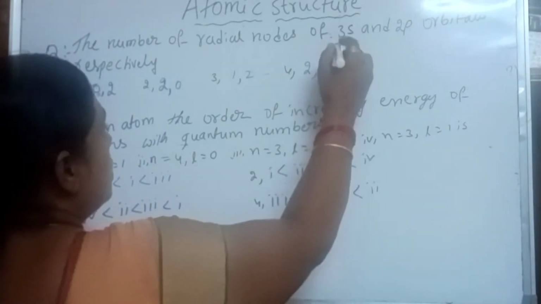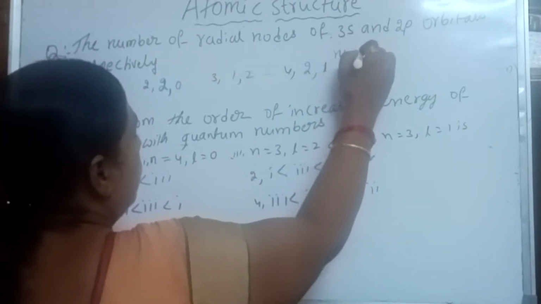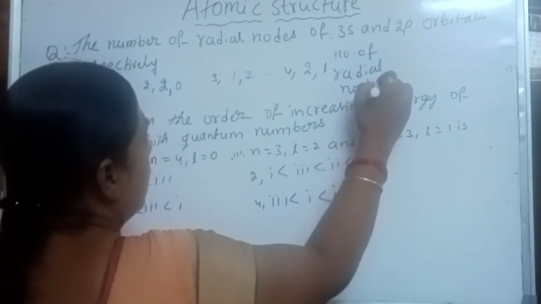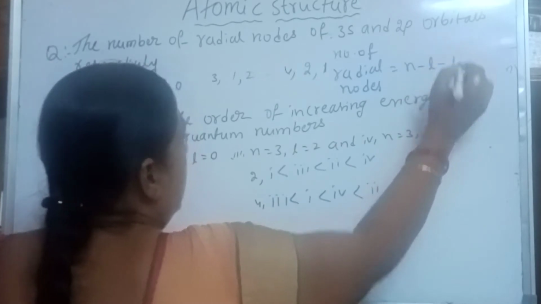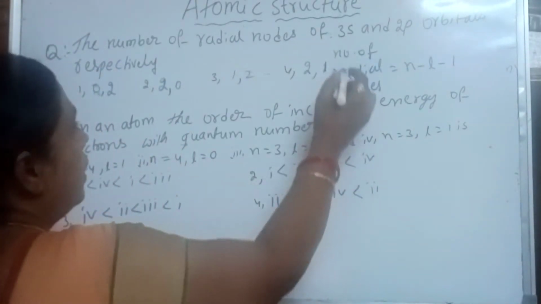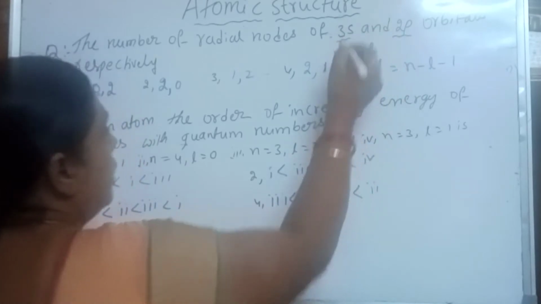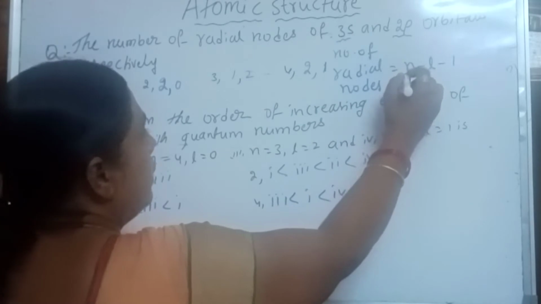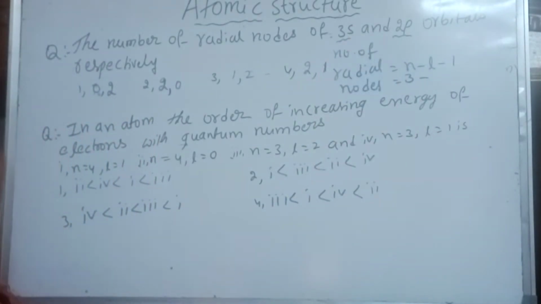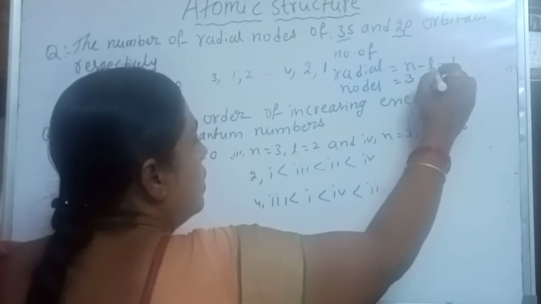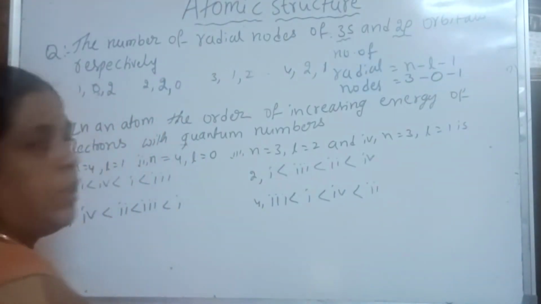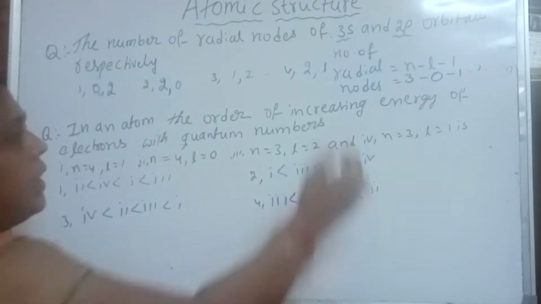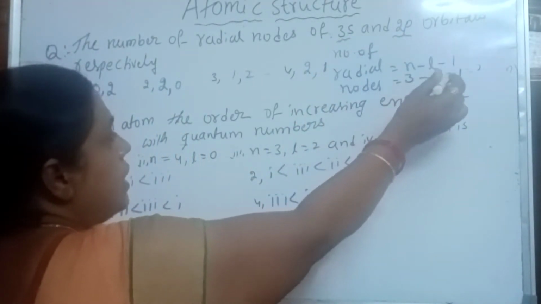So you see here the solution. Generally, the formula for the number of radial nodes is equal to n minus L minus 1. So here two orbitals are given. The first one is the 3s orbital. For the 3s orbital, n value is 3. Then s orbital means what? For s orbital, L value is equal to 0. Minus 1. How much? 3 minus 1 is equal to 2. Means for 3s orbital, radial nodes is equal to 2.